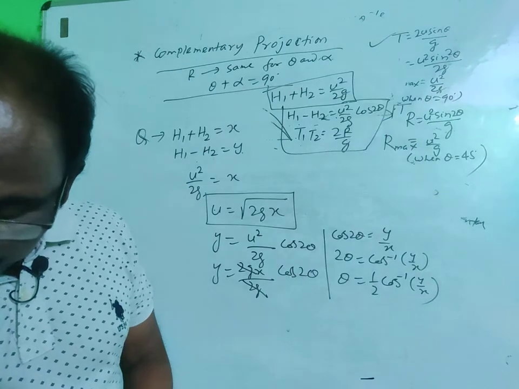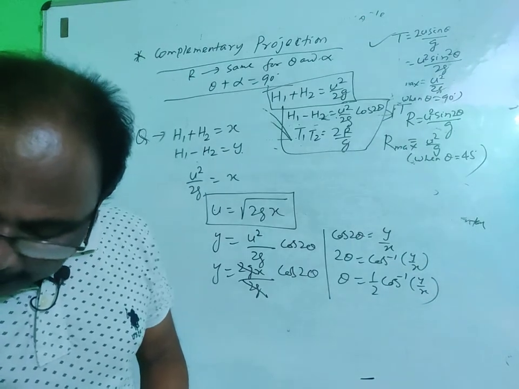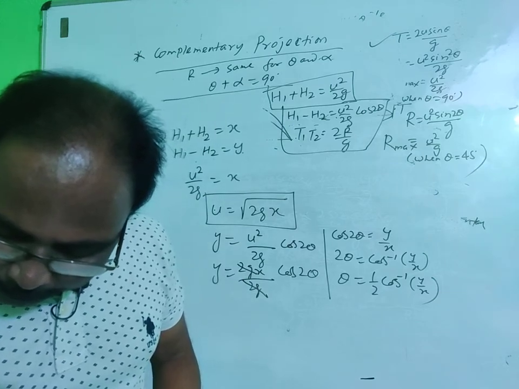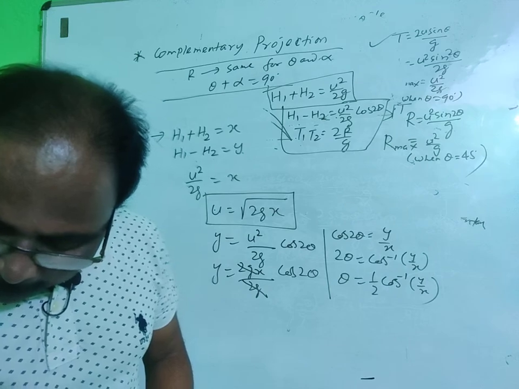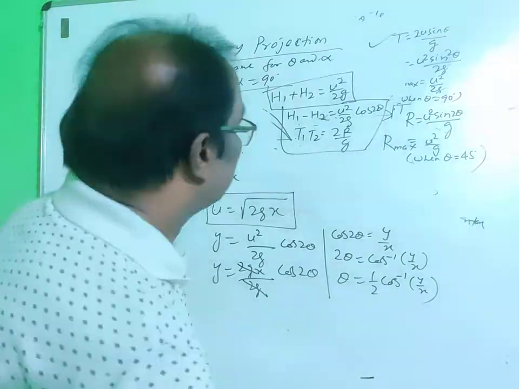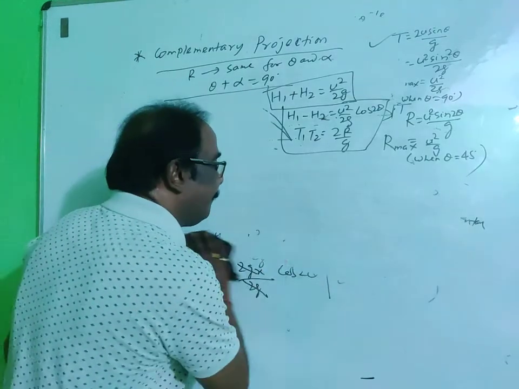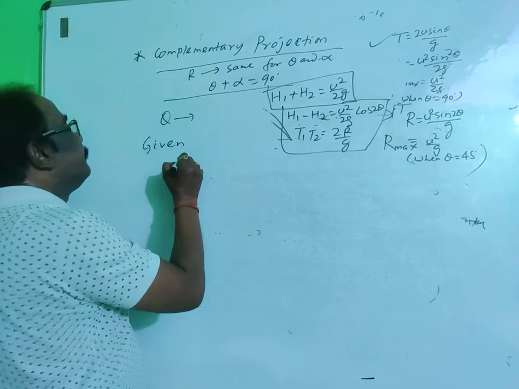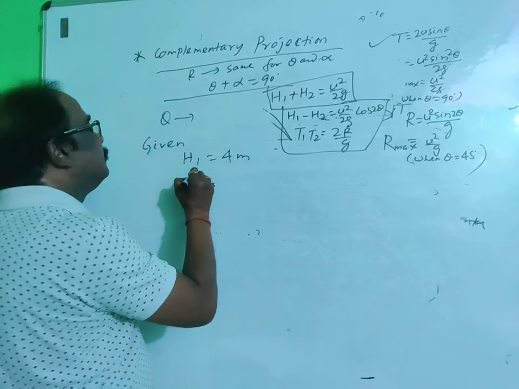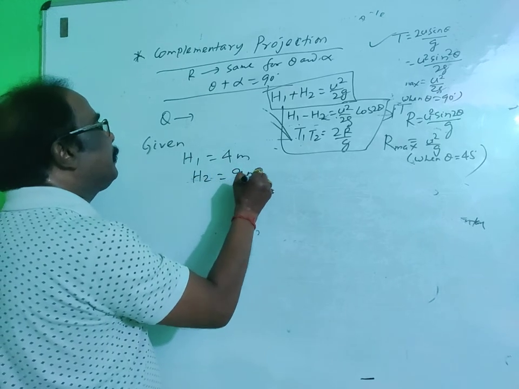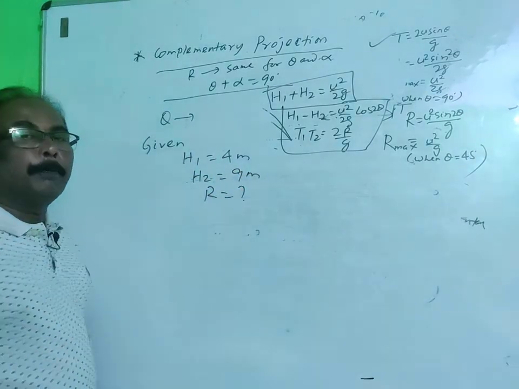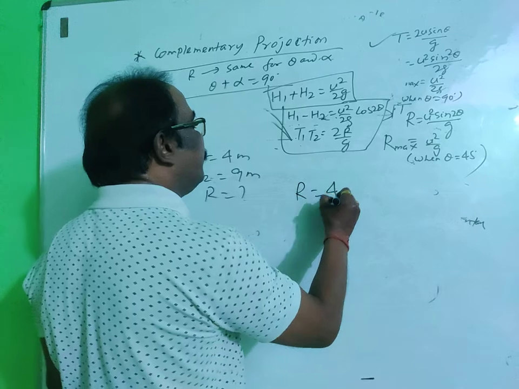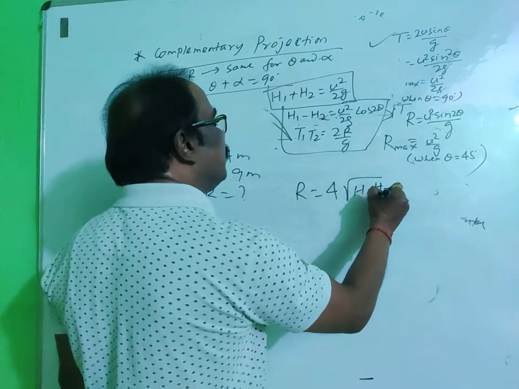Then another bit is asked: if the heights attained by the projectiles are 4 meter and 9 meter, find the range. This is another conceptual bit. Given H1 is equal to 4 meter, H2 is equal to 9 meter, then find the range of the projectile. This is a formula. You must remember it. Range is equal to 4 root of H1 H2. Yes, this is your formula.